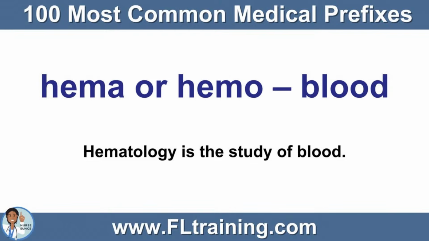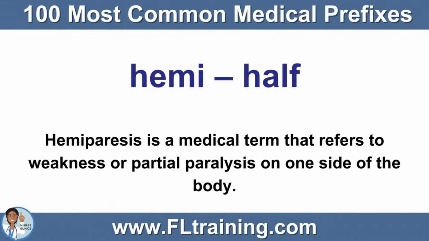Hema or hemo refers to blood. Hematology is the study of blood. Hemi means half. For example, hemiparesis is a medical term that refers to weakness or partial paralysis on one side of the body. For example, when a patient has a CVA, they could also have hemiparesis as a result. One side of their body may be weaker than the other.